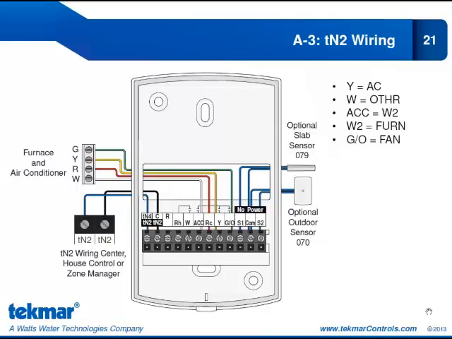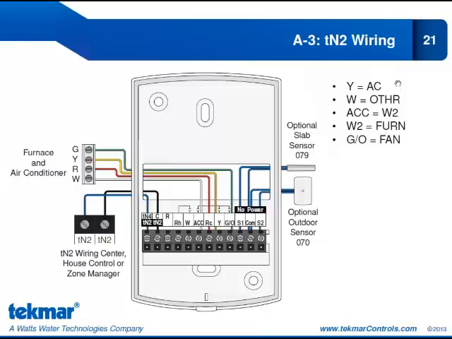So our first stage of heat is communicated through the TN2 to the wiring center in this case to operate the radiant floor. We have the R coming from the air handler. It's tied to the accessory relay going to the furnace for second stage heat. It's also tied to the Y relay going to the air conditioner for cooling. And it's tied to the G for the fan operation. We're showing you an optional slab sensor for the radiant floor and an optional outdoor sensor. Now let's look at the settings.